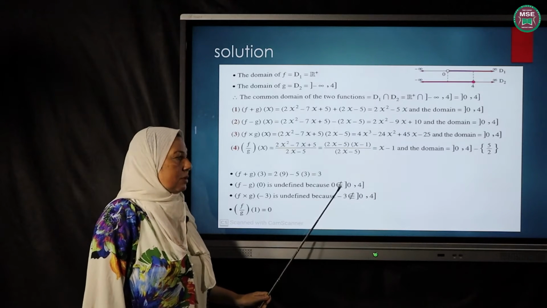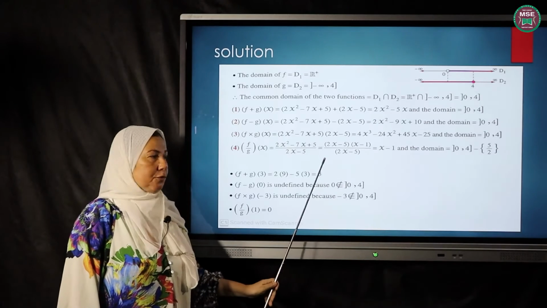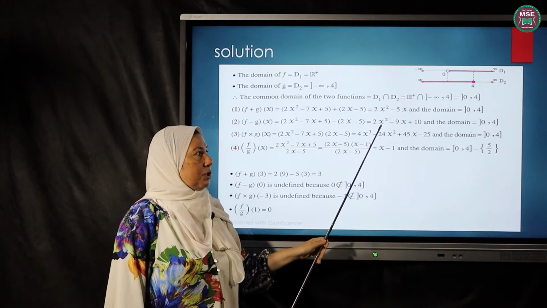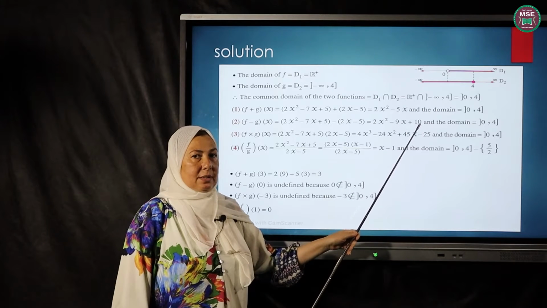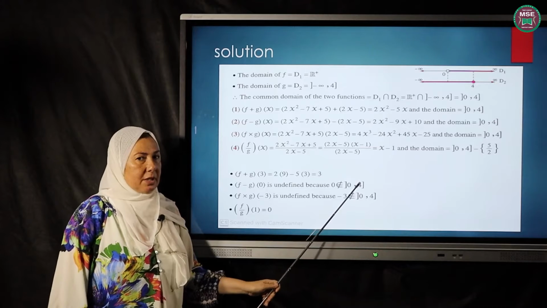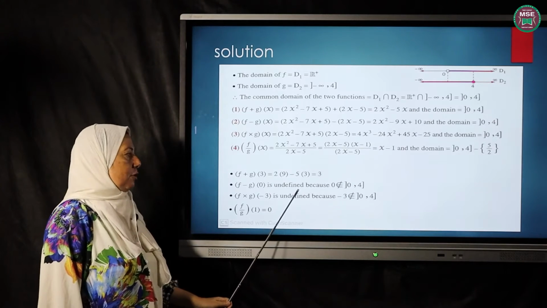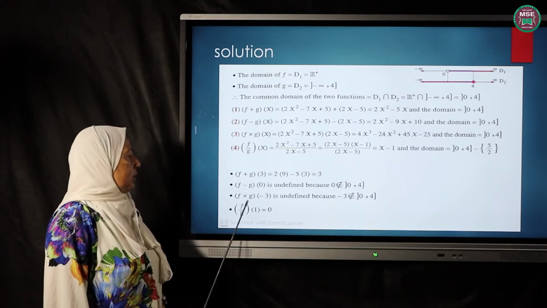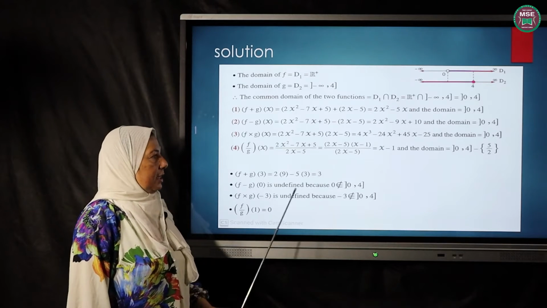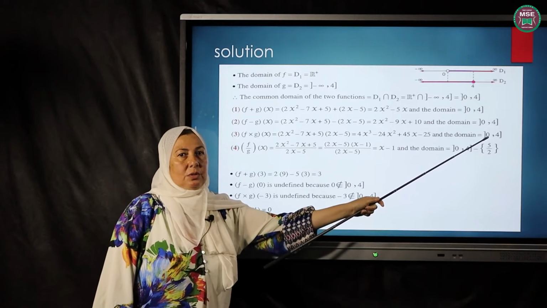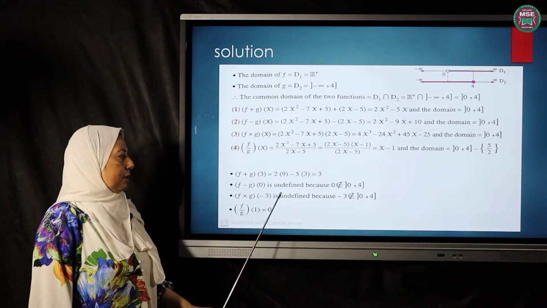If the interval were closed at 0, we would compute 2 times 0 squared minus 9 times 0 plus 10. Since it is open at 0, 0 doesn't belong to the domain, therefore the function is undefined. F times G of negative 3: does negative 3 belong to the domain or not? Not, so undefined.